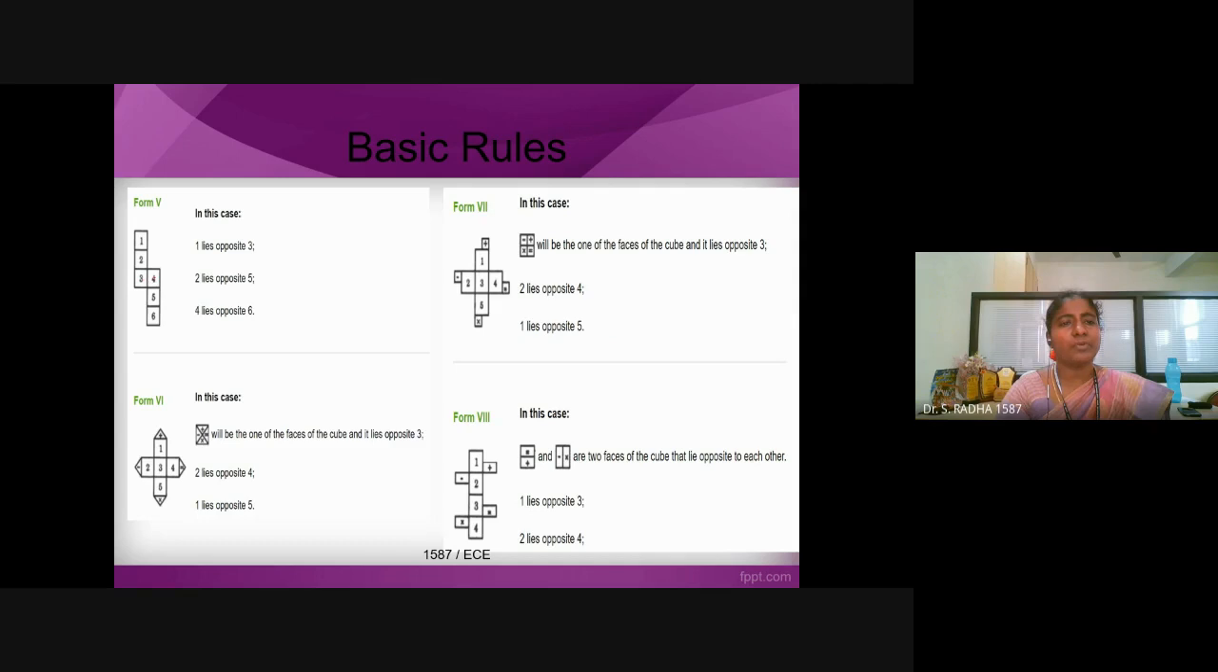Here if you make 4 as the base, you lift 3 and 5, they become the faces of the cube. And you just twist 2 and 1, they also become the faces. And then cover the top using 6. So 6 and 4 will be opposite, and 3 and 1 will be opposite, 2 and 5 will be opposite.